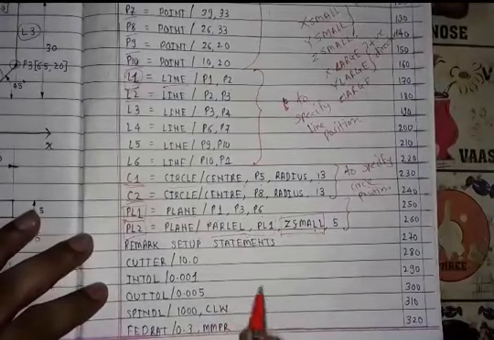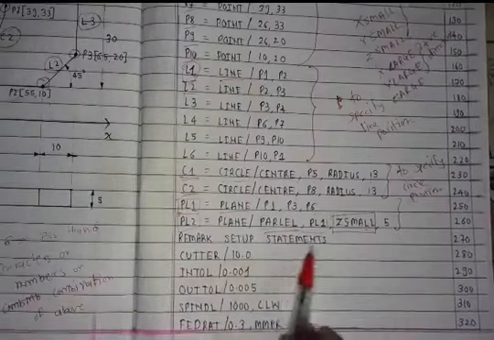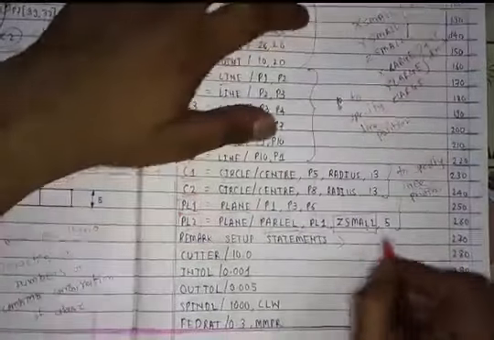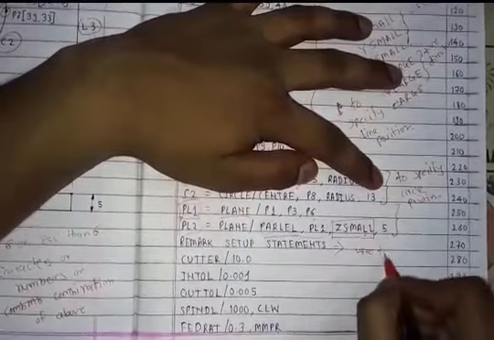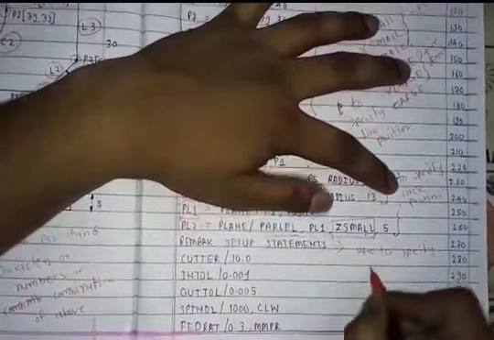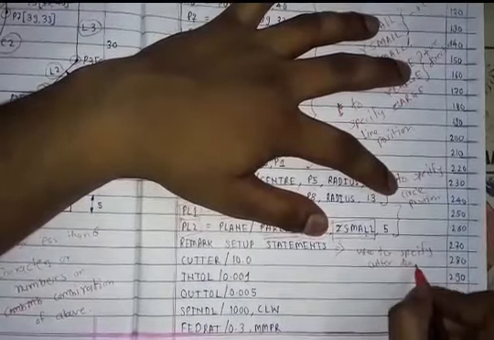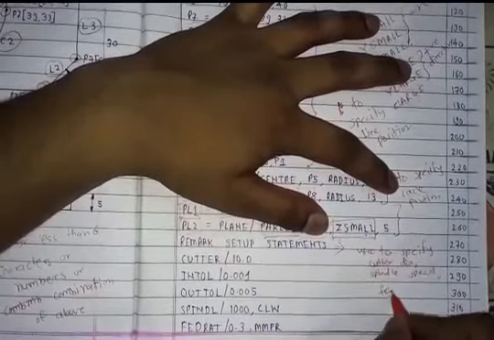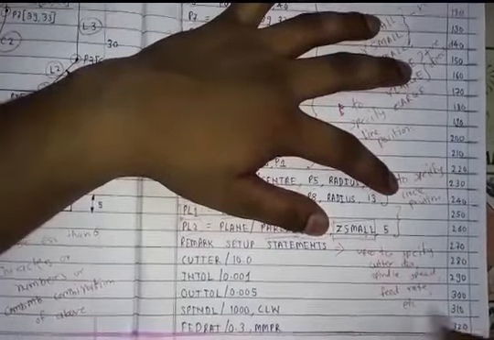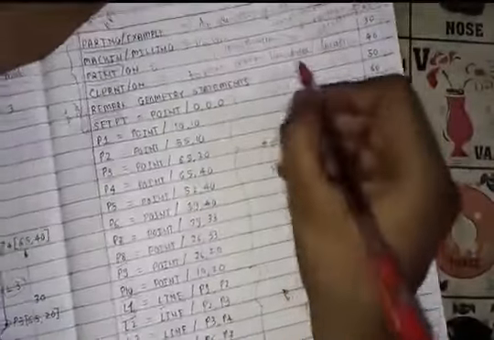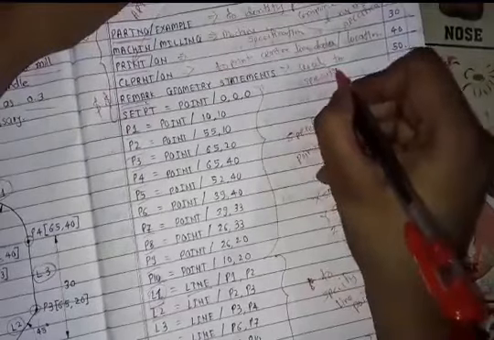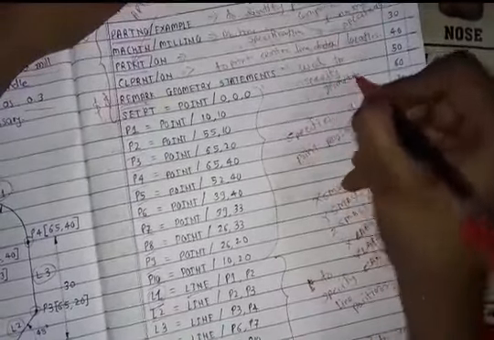Next is the remark setup statements. Remark setup statements are used to specify the cutter diameter, spindle speed, feed rate, etc. Geometric statements are used to specify geometry elements.